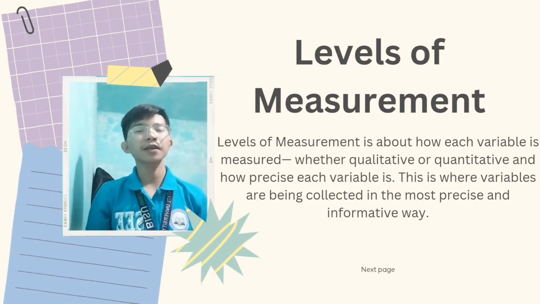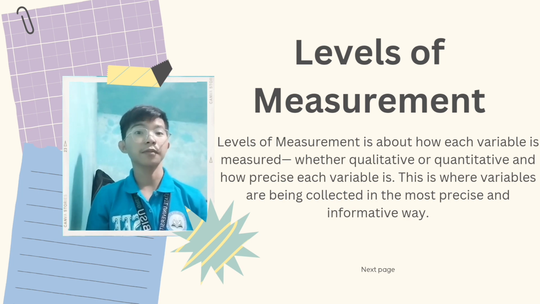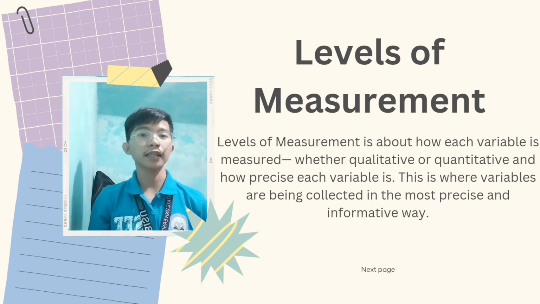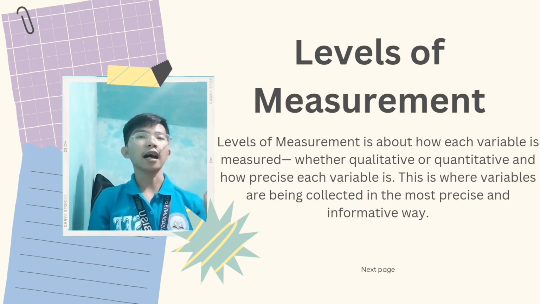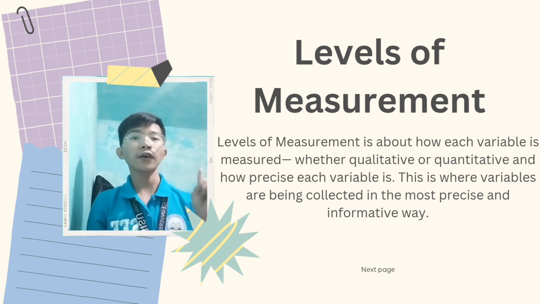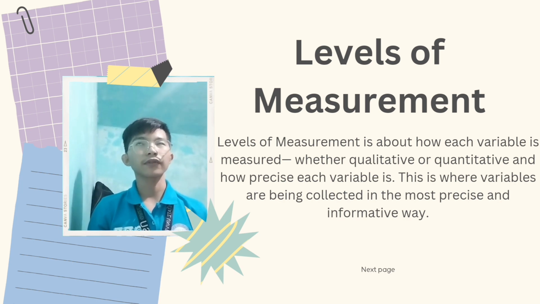The levels of measurement is about how each variable is measured, whether qualitative or quantitative, and how precise each variable is. This is where the variables are being collected in the most precise and informative way. The levels of measurement have four categories, namely nominal, ordinal, interval, and ratio. So let's talk first about the nominal.